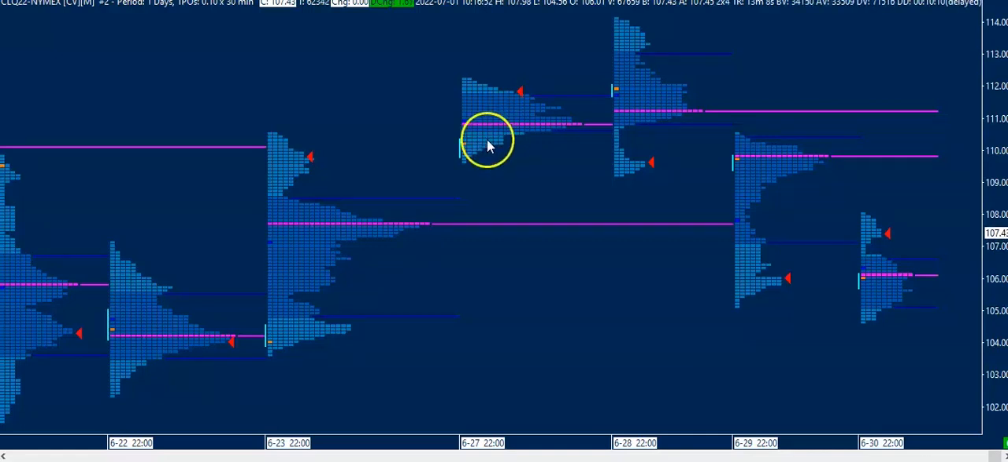But anyways, you have the red triangle here is the close. The orange square or rectangle is going to be the open. And then you have the initial balance. The initial balance is something we haven't discussed yet.